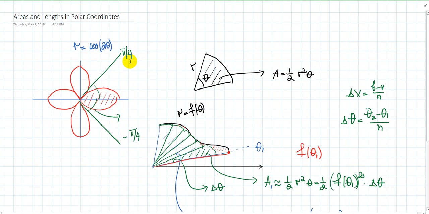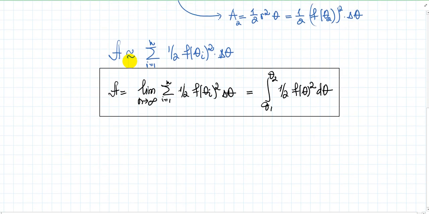Right? So actually, if you change theta here from minus pi/4 to pi/4, you're going to get one leaf. Okay? So you're going to go through all the points on this leaf, on the first leaf of this curve. Okay? So I would like to find its area. In order to find this area, I need to apply this formula.